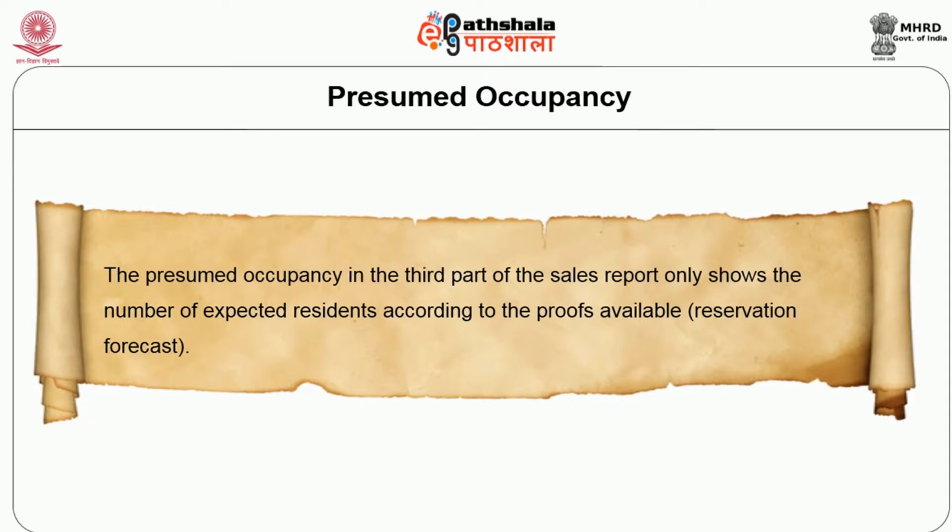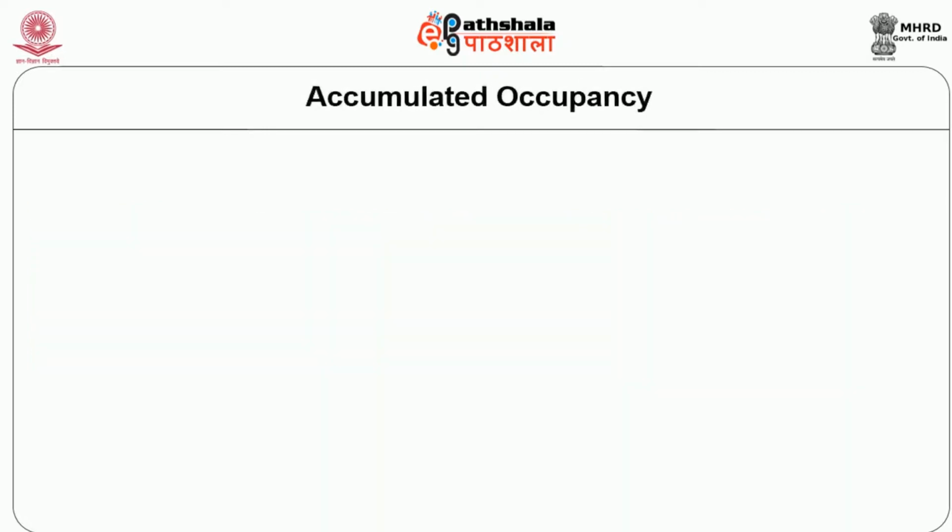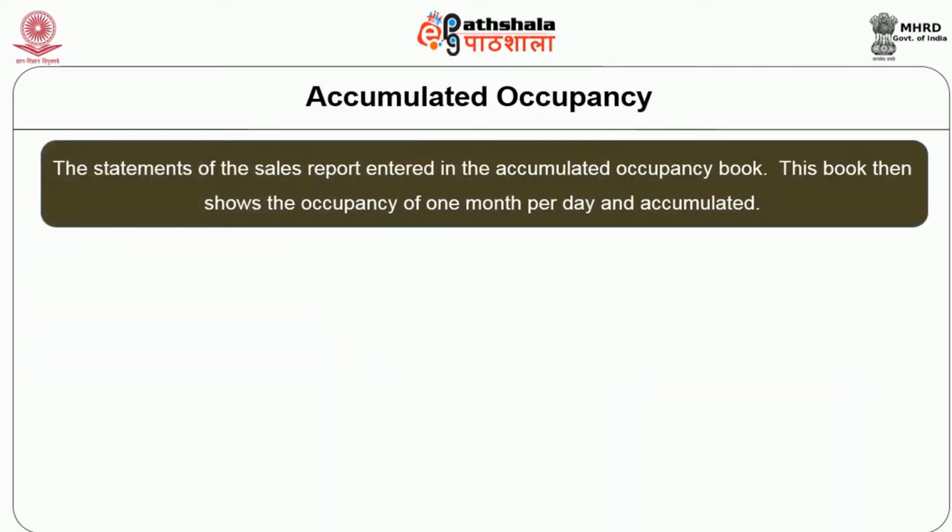This is the third part of the sales report, which only shows the number of expected residents according to the proofs available, that is, by reservation forecast. Next is accumulated occupancy. The statements of the sales report are entered in the accumulated occupancy book. This book then shows the occupancy of 1 month per day, unaccumulated.